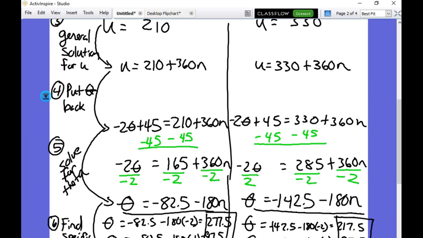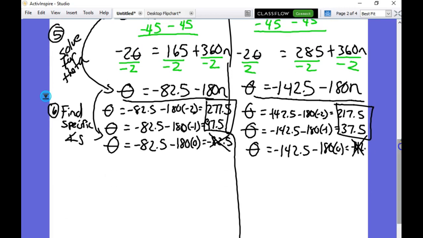So there's the process, but don't forget the concept. Compressions and stretches increase or decrease the amount of solutions you get on a specific interval. Number 6 says find the specific values for theta, because this is the general solution, the general answer. These are the specific answers on the interval that we care about.